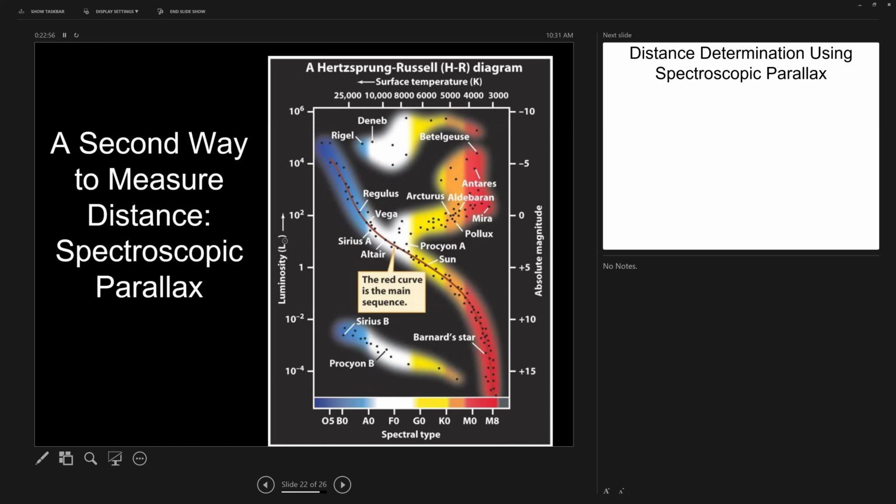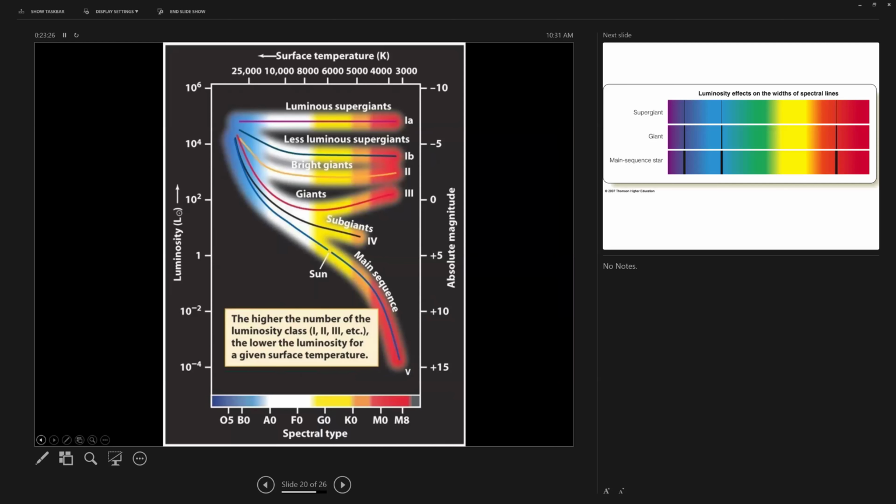Now, there's a second way to measure distance to stars, and it's called spectroscopic parallax. It's not really parallax because we don't use parallax as the change in viewpoint by looking at something from two different points. This isn't doing that. It's just studying the light from a star and determining what class it belongs to, and we'll back up to here, whether it's a luminous supergiant or a less luminous supergiant.